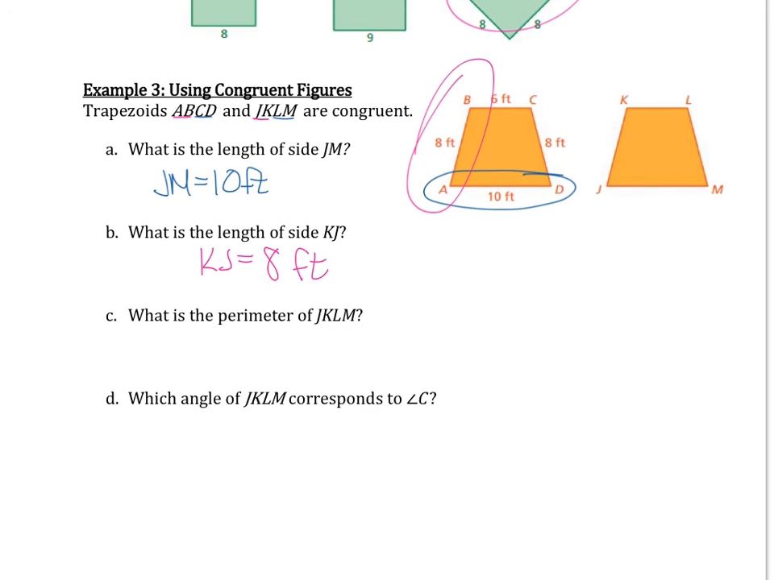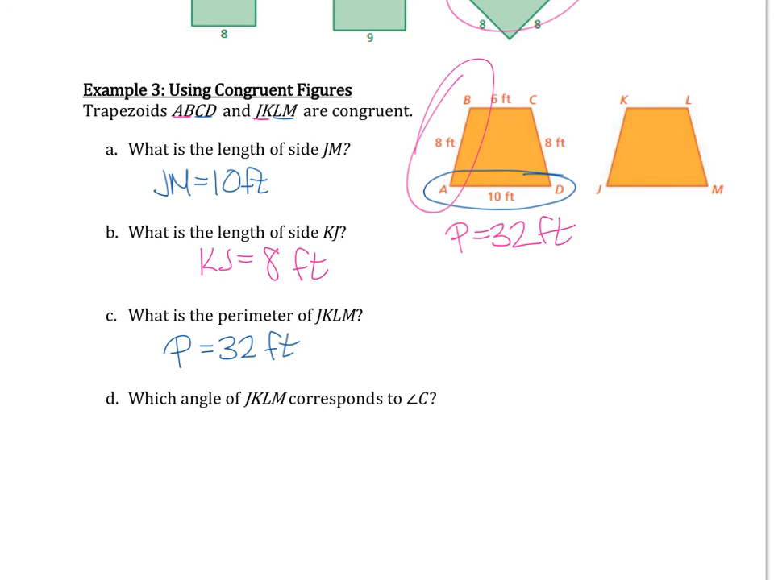For C, just as the sides are congruent, the perimeters of these two shapes would have to be congruent as well. So looking at the numbers that we have for A, B, C, D, since the perimeter is 32, the perimeter of JKLM would also have to be 32.